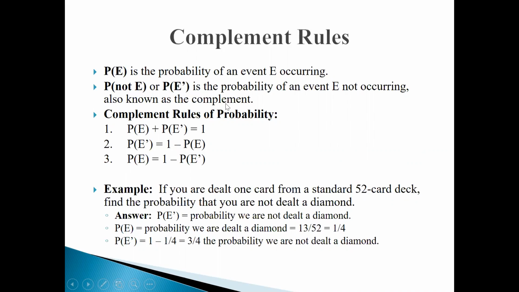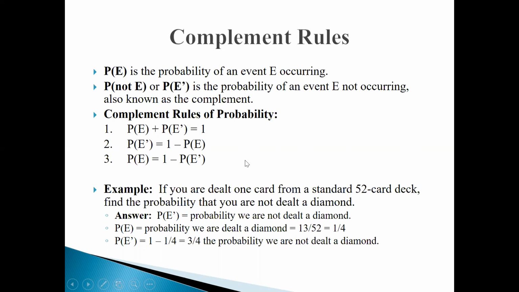Okay. So the complement rule of probability is, if we take the probability of E plus the probability of the complement, that's going to equal 1. Or we can rearrange this in two other ways. We can say the probability of the complement of E is equal to 1 minus the probability of E, or the probability of E is equal to 1 minus the probability of the complement.